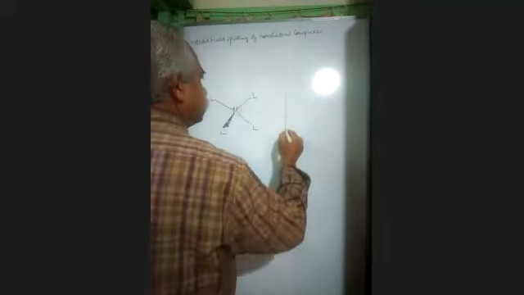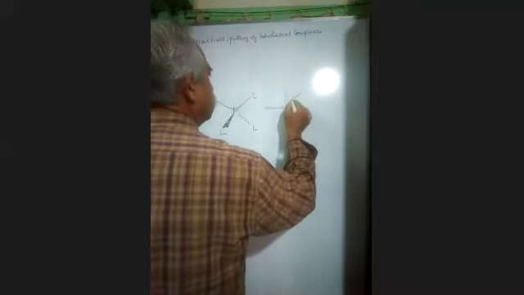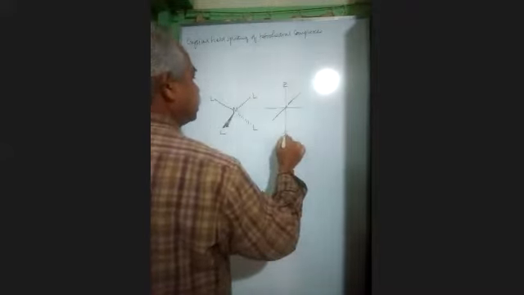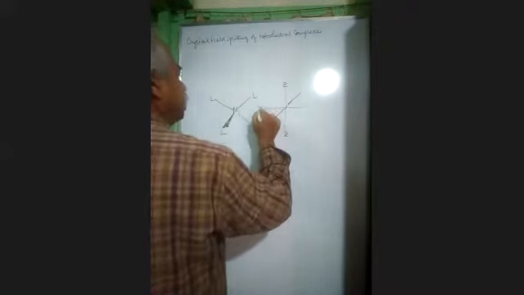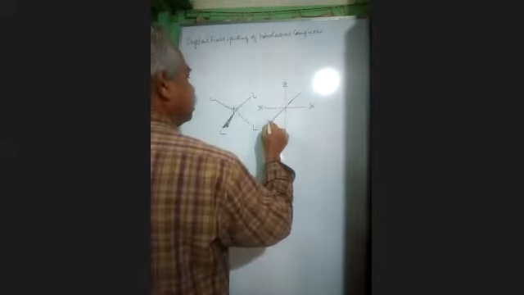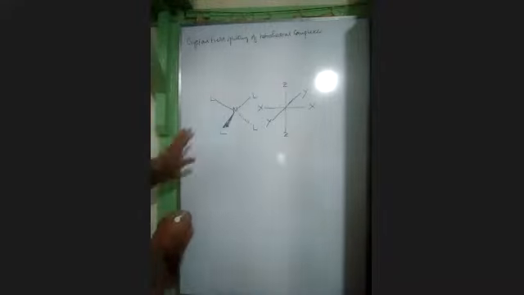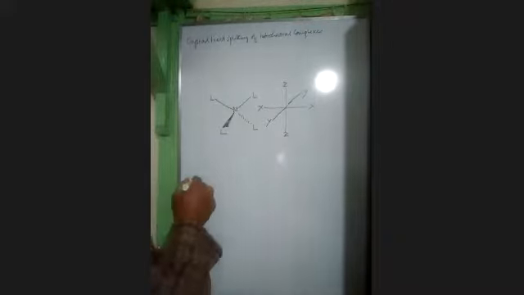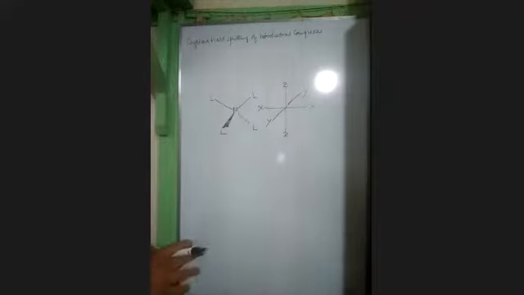If this is the z-axis, this is the x-axis, and this is the y-axis, how can you get this structure? You can get this structure only when the ligands approach not along the axis, but in between the axis. See, I have compared it. It has come in between the axis. So, in case of octahedral complexes, the ligand has approached along the axis.